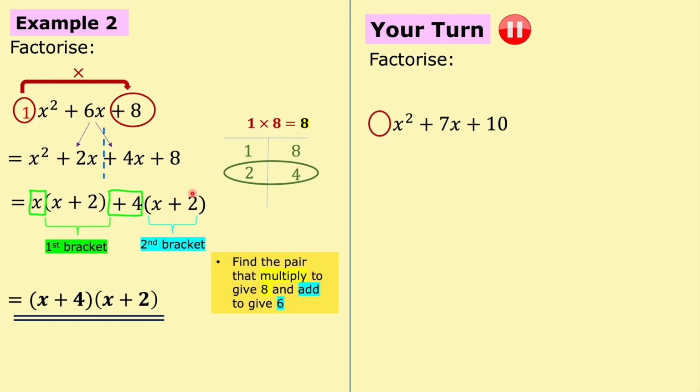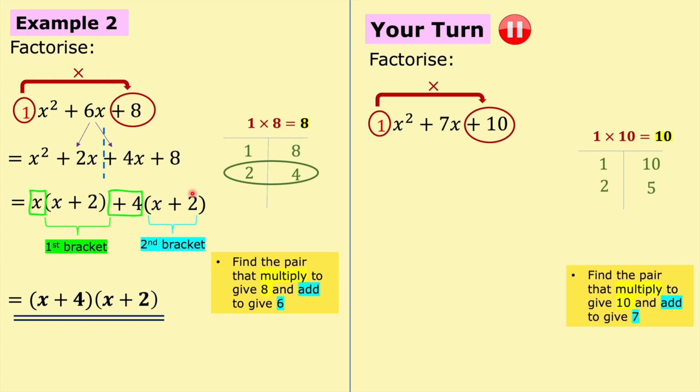Okay, so multiplying the coefficient of x squared by that last term. So 1 times 10 is 10. We're then going to write down the factor pairs of 10. So we've got 1 times 10. We've also got 2 times 5. But what pair, yes, they multiply to 10, but what pair add to give us 7? Well, it's going to be 2 add 5.